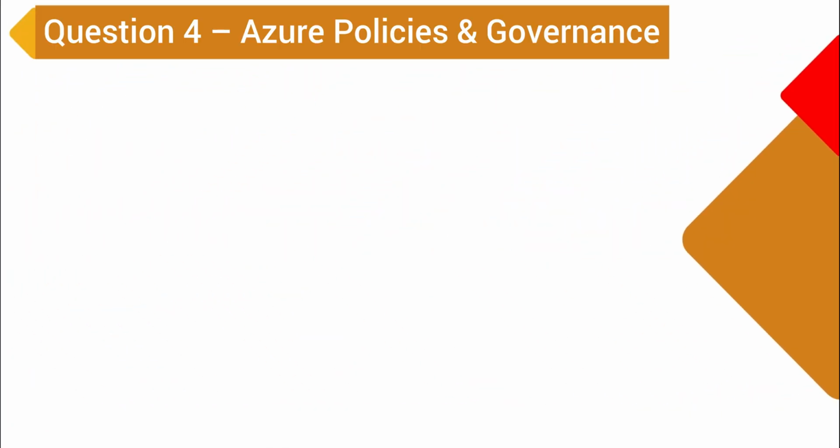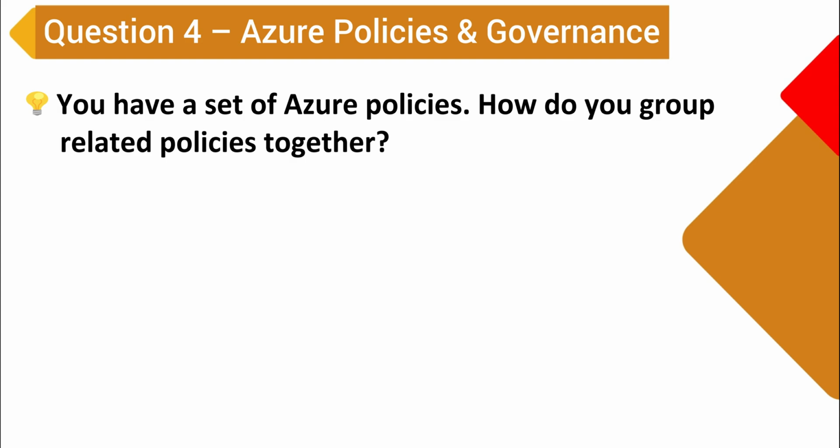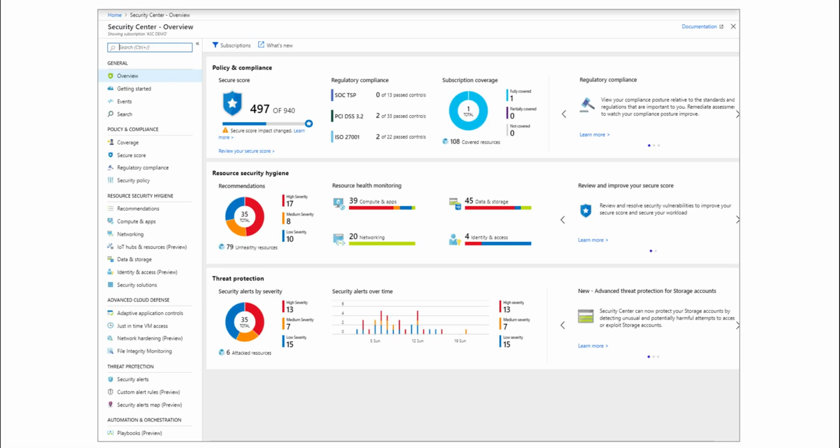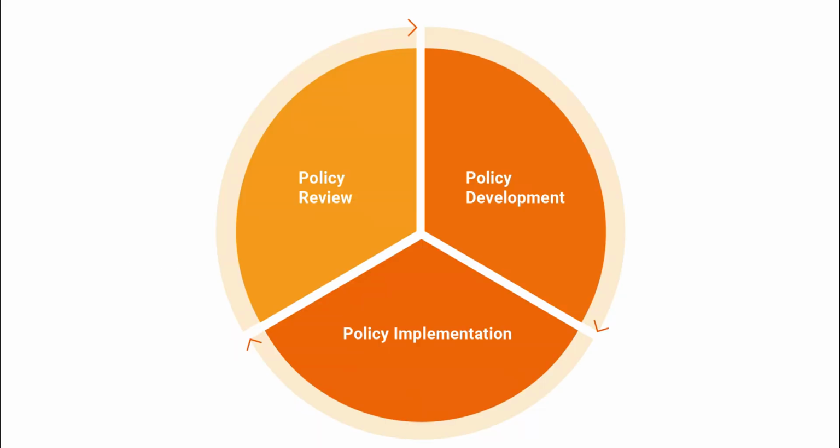Governance and compliance are important topics in the Microsoft Azure Fundamentals exam. You have a set of Azure policies. How do you group related policies together? A. Exemptions. B. Metadata. C. Parameters. D. Initiatives. The correct answer is D. In Azure, initiatives allow you to group multiple policies together. This makes it easier to enforce compliance across all your cloud resources.